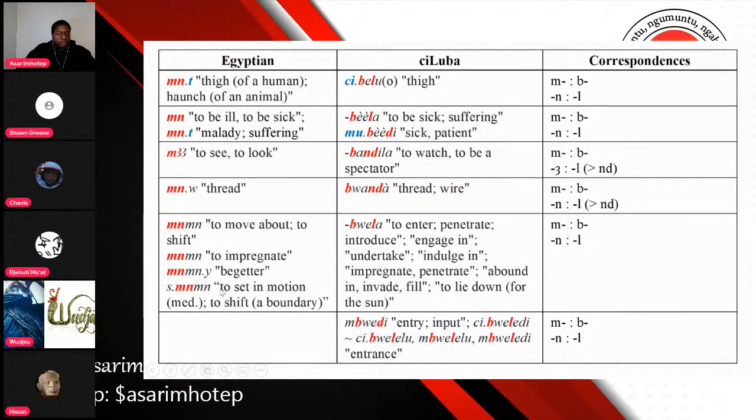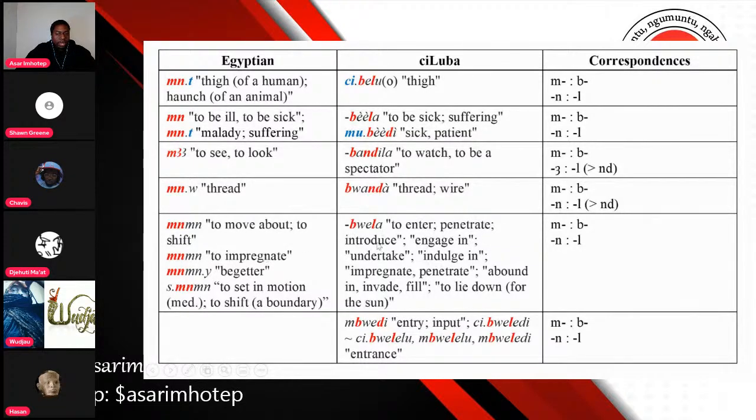So if you're saying that men is off, then men would be off too. So remember, buela means to enter, to penetrate, to introduce, to engage, to undertake, to indulge, impregnate, penetrate, abound in, invade, fill, to lie down for the sun. This is a word of movement. It's a verb of motion. That's why you enter, to penetrate. That's why this men here means to impregnate.